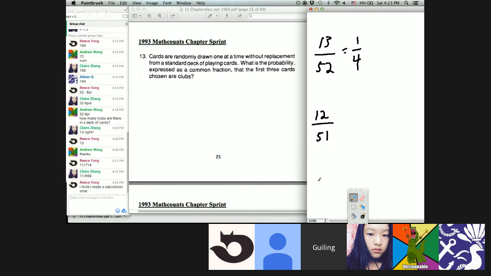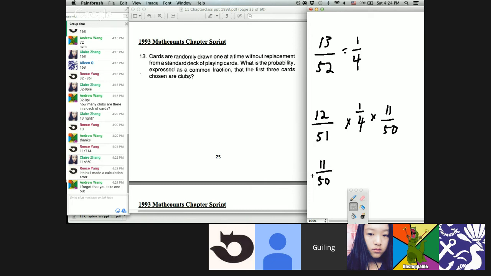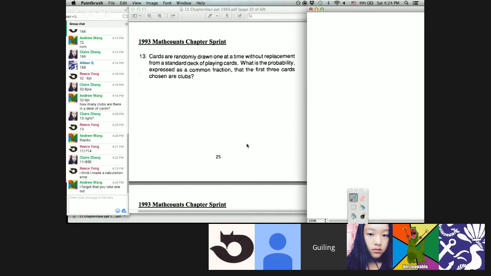And on your third draw, there are 50 cards left, and instead of 12 clubs, there are 11 clubs because you drew one before. So the answer to this question is 1/4 probability for the first club times 12 over 51 for the second club times 11 over 50 for the last club, right? I think probably just a slight calculation error. Yeah, so that's the main point. And then once you simplify this down, it comes out to 11 over 850. So pretty easy once you know the idea.